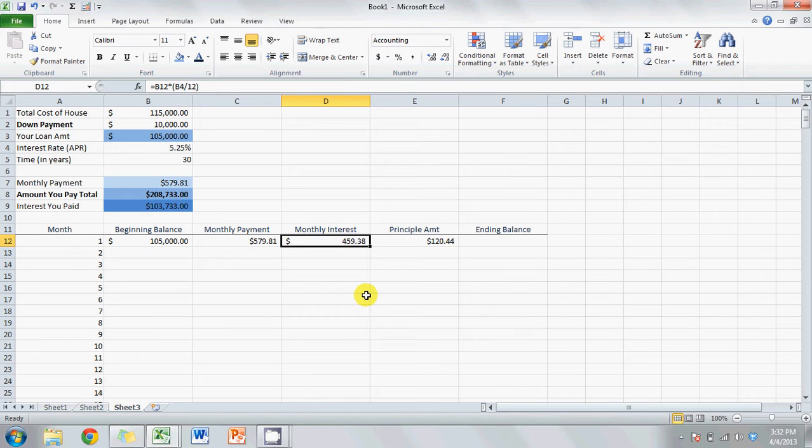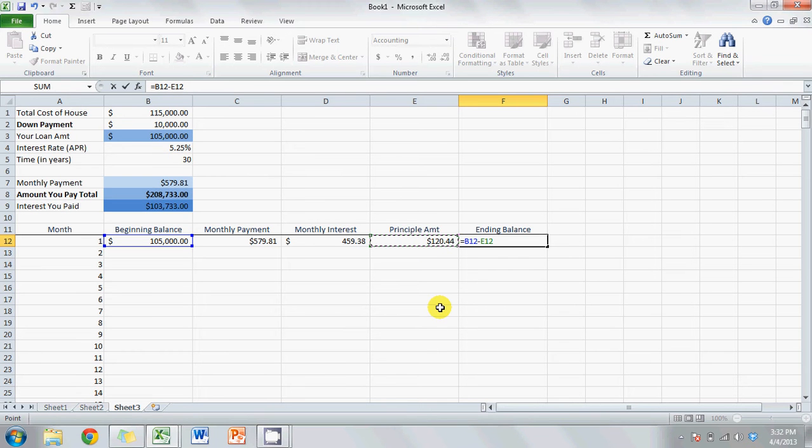And so your ending balance at the end of this month equals the beginning balance of the month minus the principal payments, the amount of money that paid off the principal. Enter, and you can see that we still have at the end of the month $104,879 left to pay on the loan.